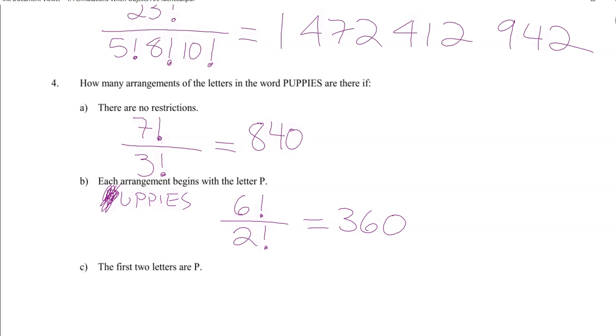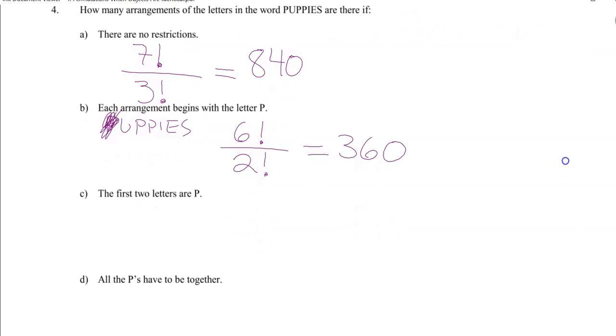What if the first two letters are P? Okay, again, let's write it out. P, U. All right, first two, okay. They're gone. What's left? 5 letters. How many are the same? 5 letters, none are the same, can be arranged 5 factorial ways, or 120.